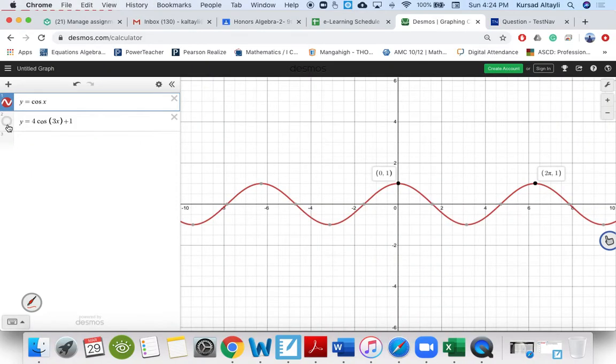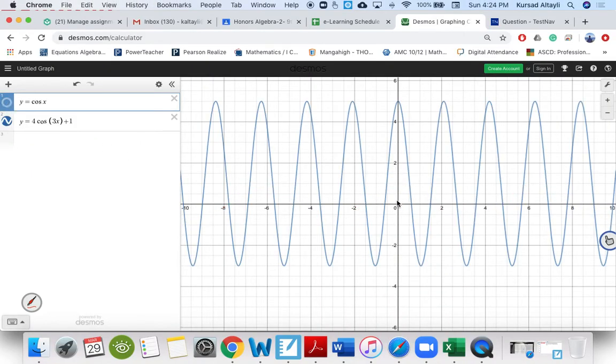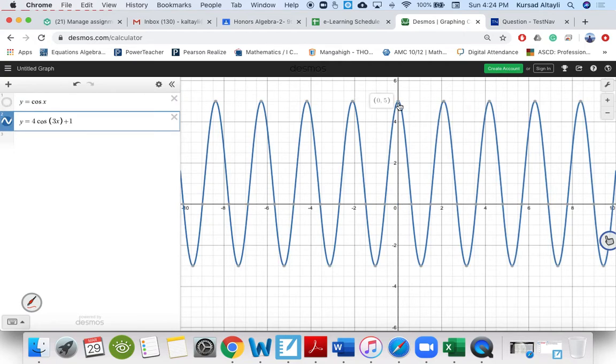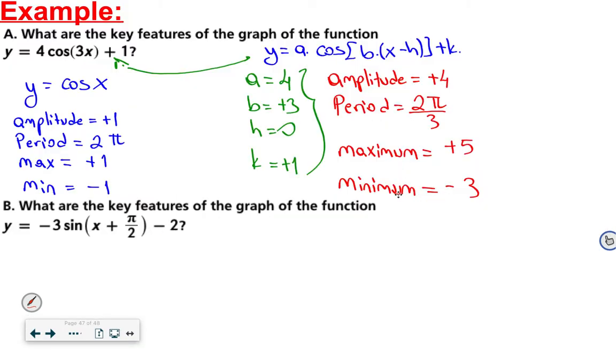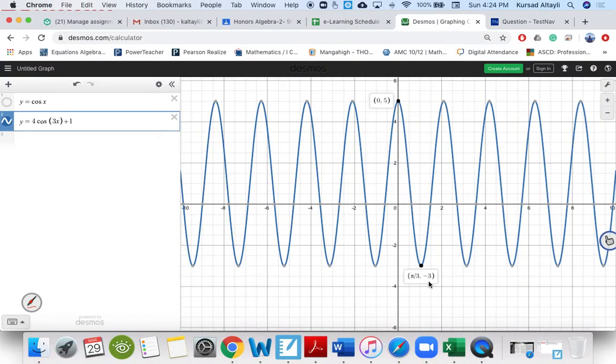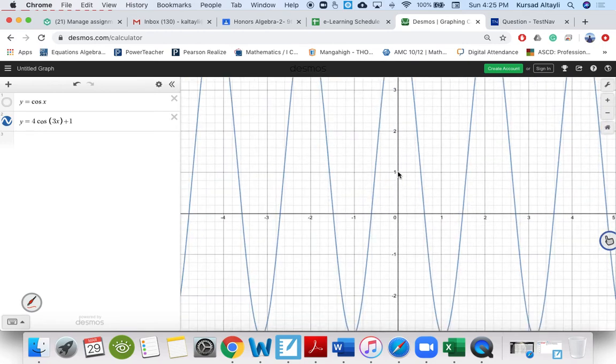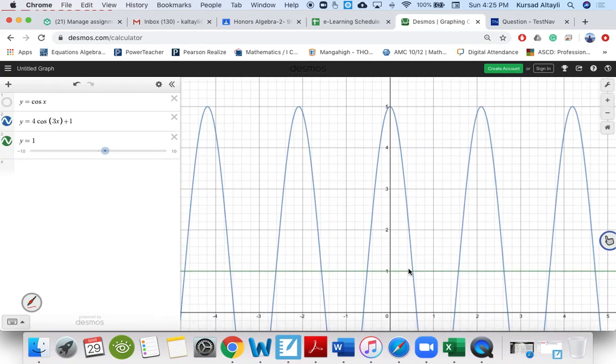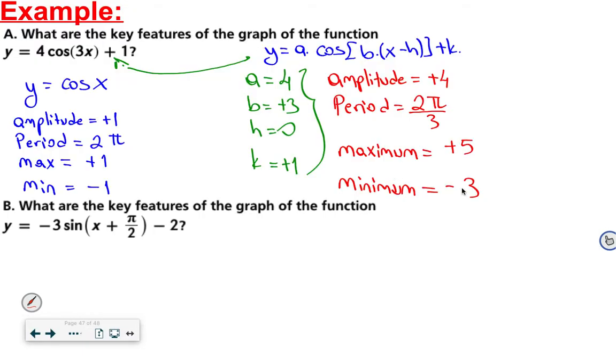Now, my transformed function. When you look at my transformed function, ladies and gentlemen, your maximum point is 5 and your minimum point is negative 3. If you add them up and divide by 2, you get the midline, which is y is equal to 1. And then, what is the amplitude? The distance between the midline and the maximum point gives you the amplitude, which is 4.